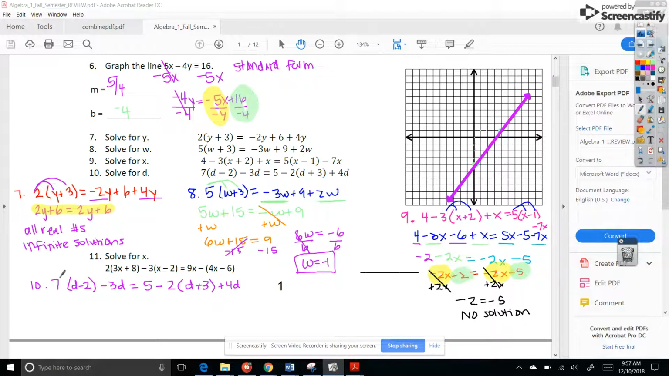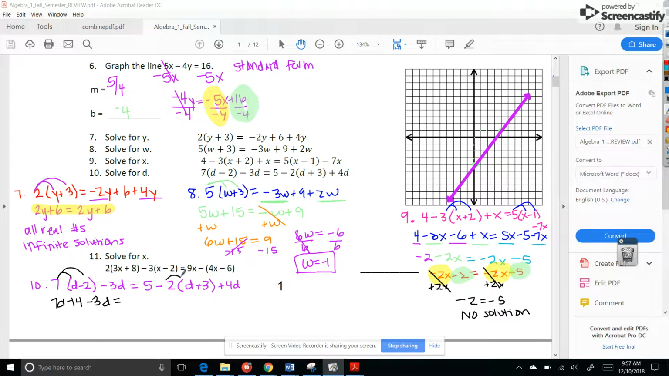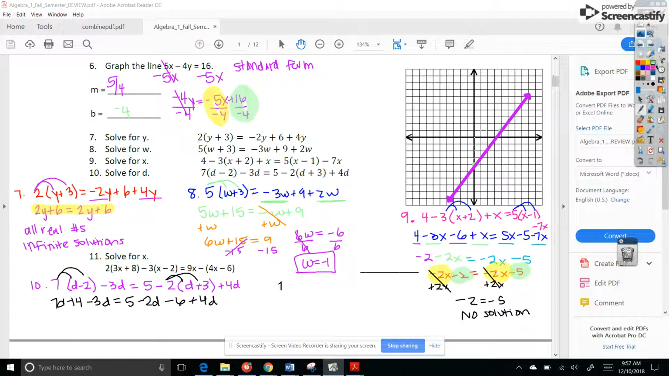Okay, distributive property. 7d minus 14 minus 3d, distributing on negative 2 becomes negative 2d minus 6 plus 4d. Okay, combining like terms, 7d minus 3d is 4d. Like terms over here, 5 minus 6 is negative 1.